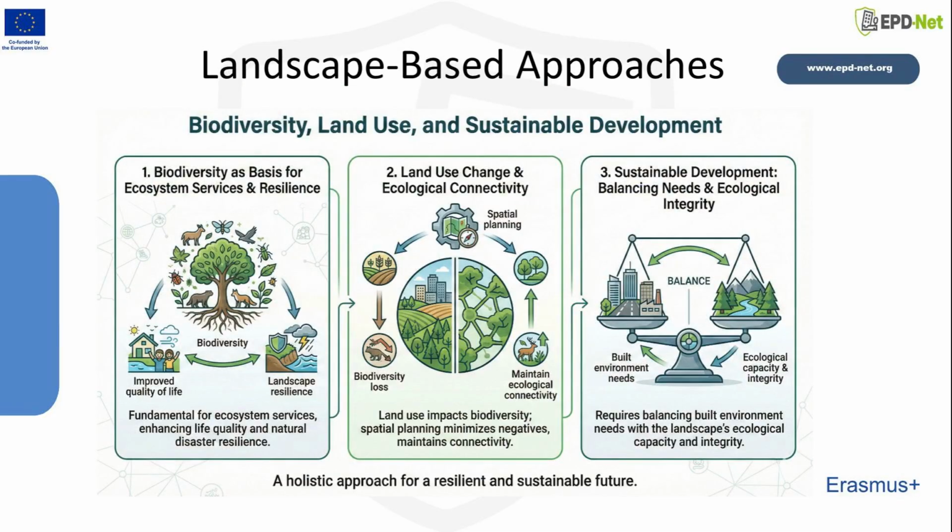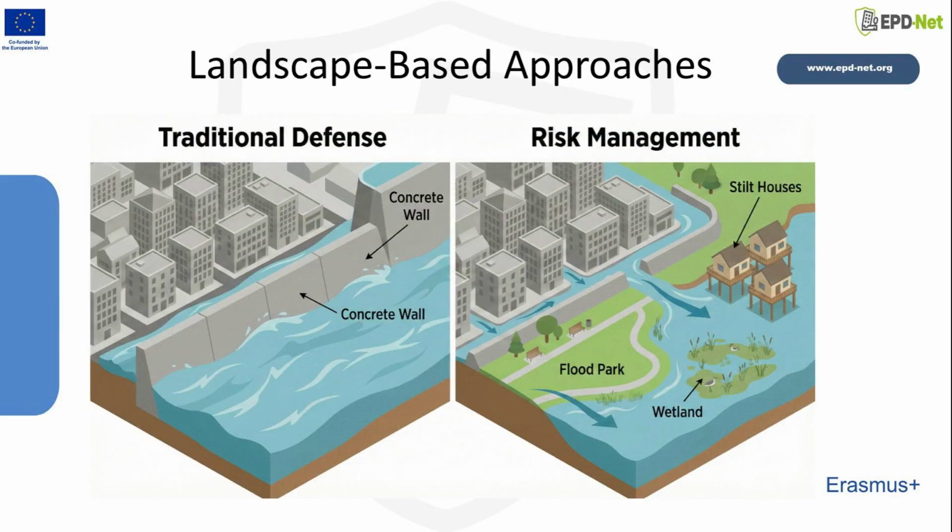Achieving sustainable development requires reconciling human needs, housing, mobility, energy, production, with the ecological constraints of the landscape. This involves respecting environmental thresholds, preserving critical ecosystem functions, and ensuring that development does not exceed the land's carrying capacity. By integrating ecological integrity into planning decisions, it becomes possible to design built environments that function in harmony with natural systems, supporting resilience, environmental health, and long-term sustainability.